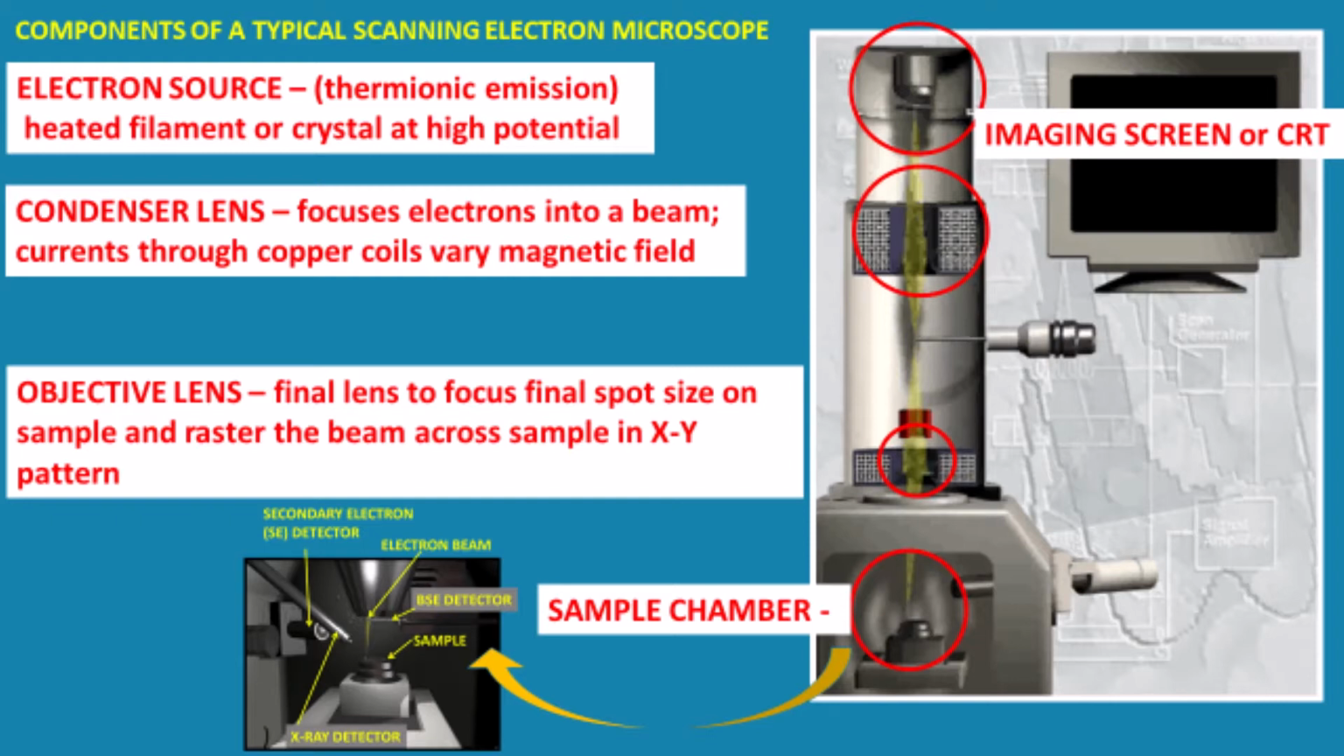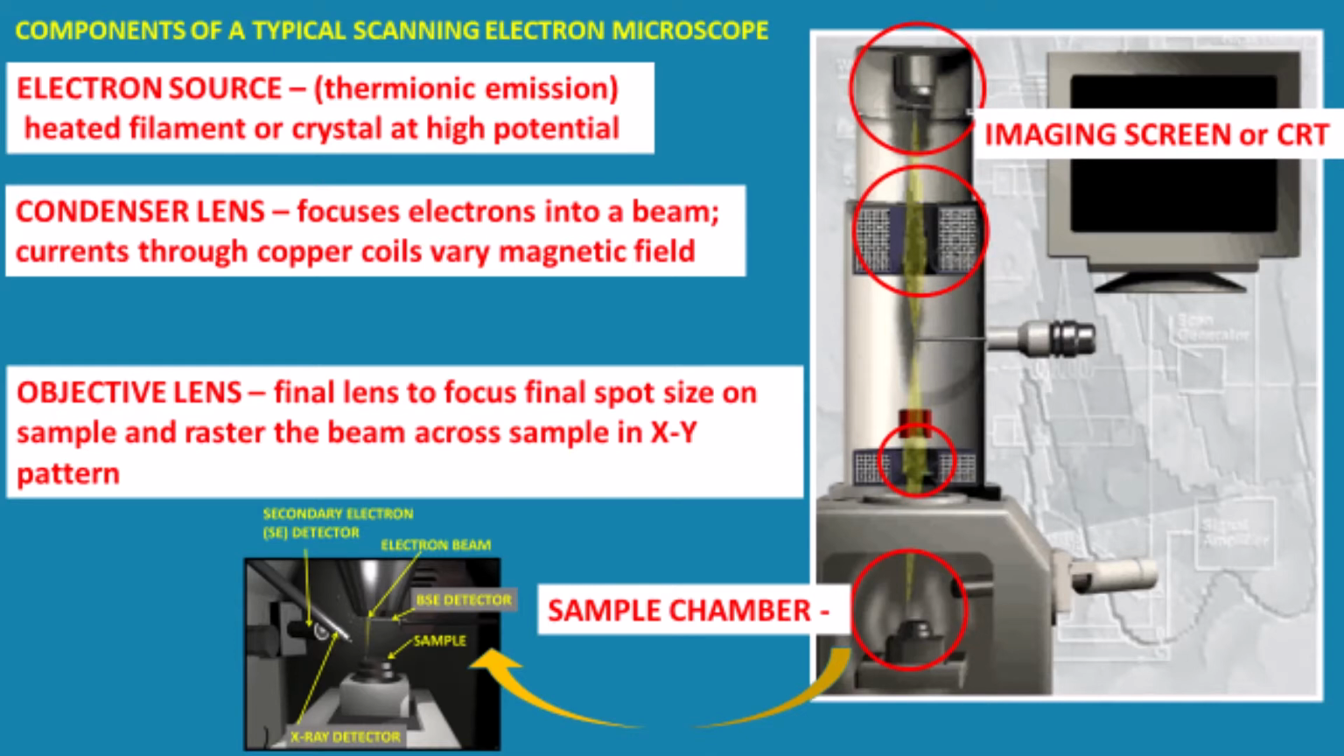The second lens, the objective lens, focuses the beam to the final spot size on the sample and rasters that beam across the specimen in an XY pattern. The sample sits in the sample chamber surrounded by a variety of detectors that collect signals from the electron beam interactions with the sample. The collected signals are used to form images of the sample on the CRT or computer screen, or for evaluating the sample's chemical composition.